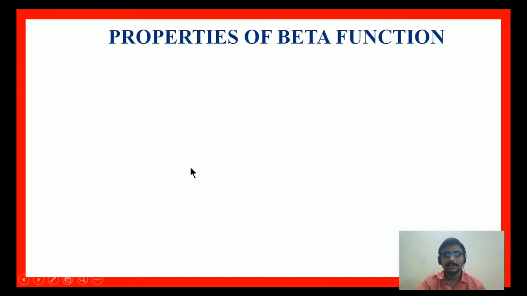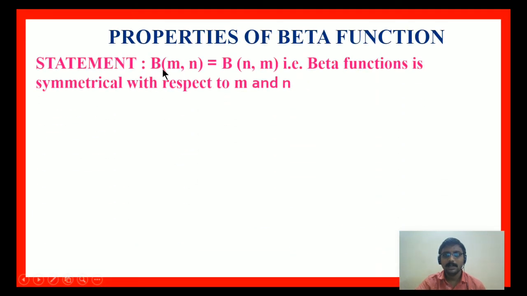Property of beta function. Statement: beta of m, n is always equal to beta of n, m, that is, beta function is symmetrical with respect to m and n. Proof. We have the definition of the beta function for m and n, that is beta of m, n is the integral of 0 to 1 x to the power of m minus 1, (1 minus x) whole to the power of n minus 1 dx.